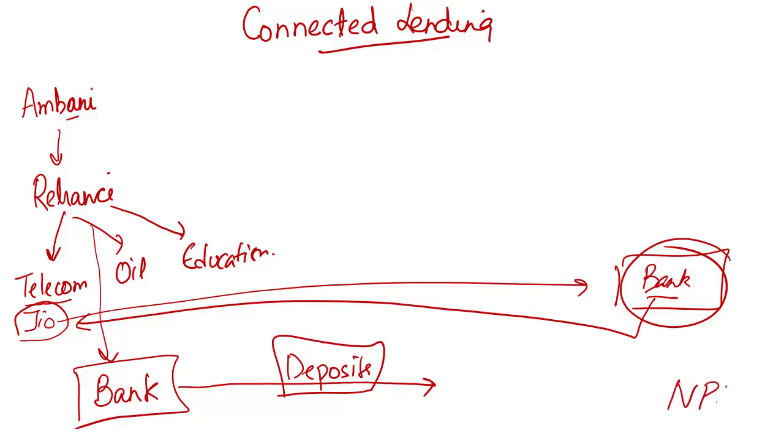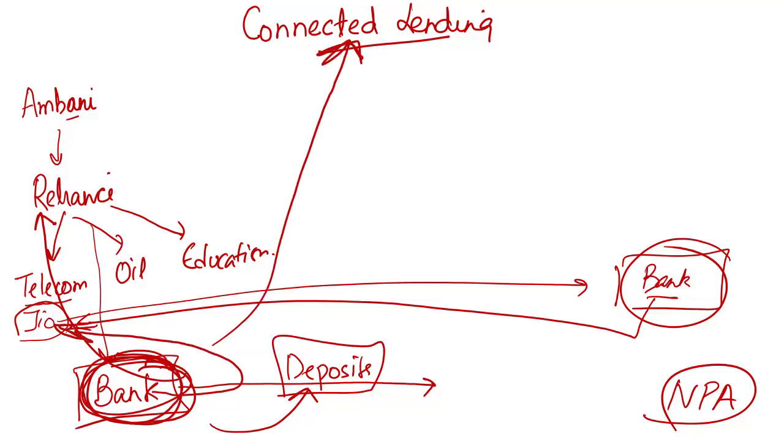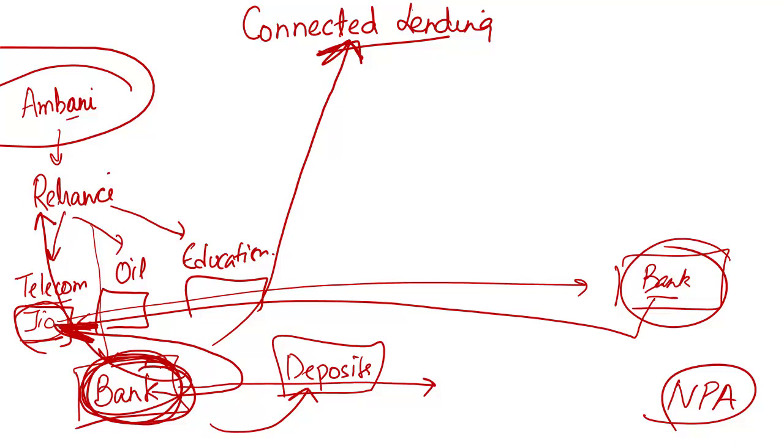Otherwise, it will turn into non-performing assets. But if Reliance already has a bank, that means this bank has deposits of people like you and me. And what will happen? This bank, which is promoted by Reliance, will indulge in connected lending, and ultimately these deposits will be used to lend money to other businesses of this promoter individual or promoter entity. That's problem number one, connected lending.